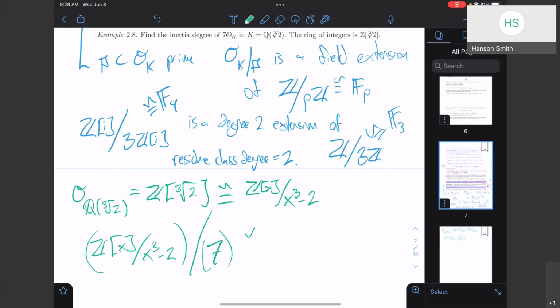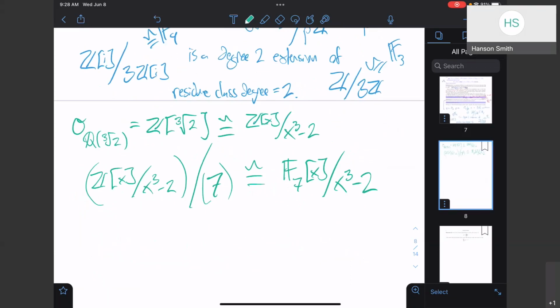So I've got, just write it like this, F7 adjoined X modulo X cubed minus 2. Okay, so a lot of things can happen here, and it kind of depends on what happens to X cubed minus 2 mod 7, right? How that polynomial behaves. It might not be irreducible anymore, right? It was irreducible over Q for sure, but maybe it's not irreducible mod 7.